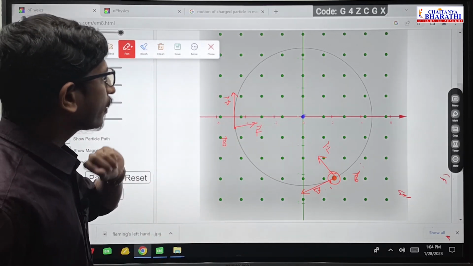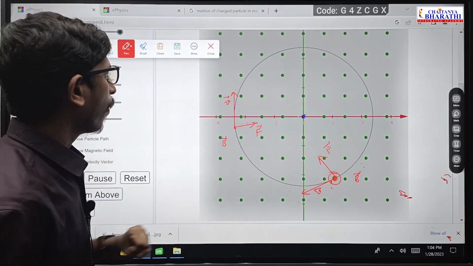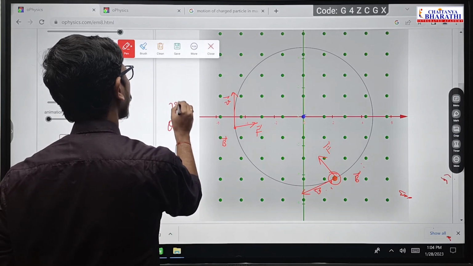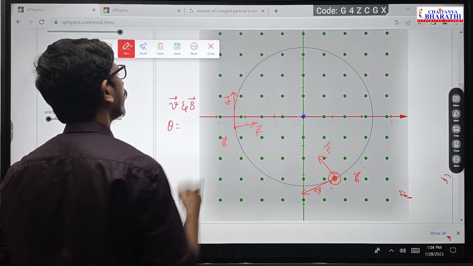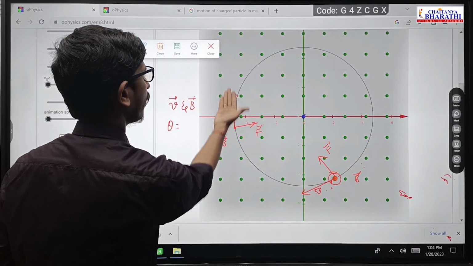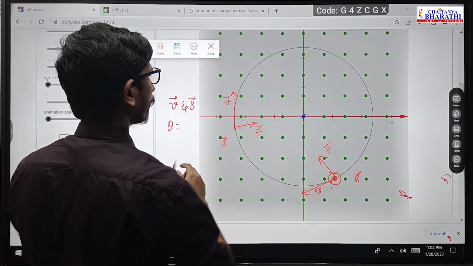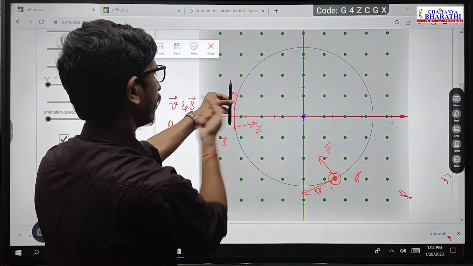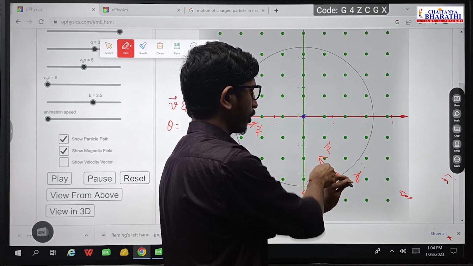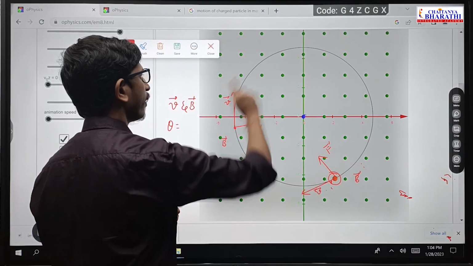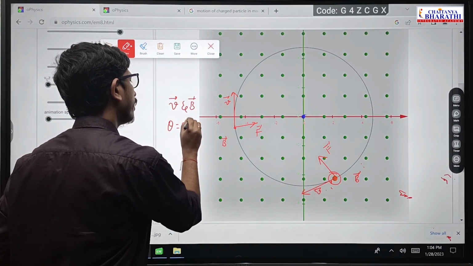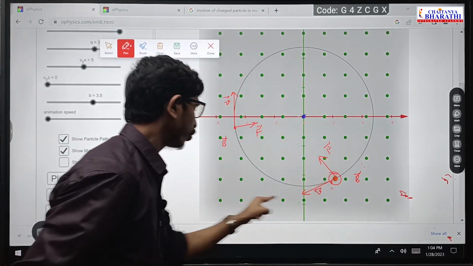But in this case, observe carefully: what is the angle between V bar and B bar? The velocity vector is this, and the magnetic field is outward. Here also, this is the direction of the velocity vector and this is the direction of the magnetic field. Everywhere, the velocity vector and the magnetic field are at 90 degrees, and that is the reason it makes a purely circular motion.